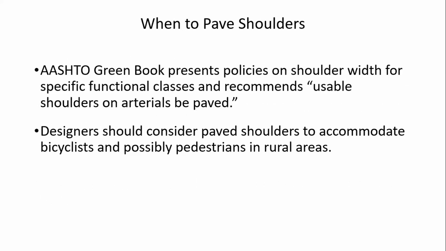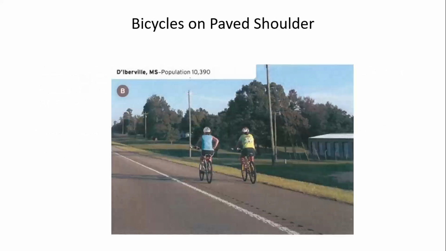Another question that comes up is when to pave shoulders. The AASHTO Green Book presents some policies on shoulder width for specific roadway functional classes and recommends that usable shoulders on arterials be paved. And designers, I think, should consider paved shoulders to accommodate bicyclists and possibly even pedestrians in rural areas. And here we see an example from Mississippi, a rural area essentially, but notice the bicyclists are operating on a paved shoulder.